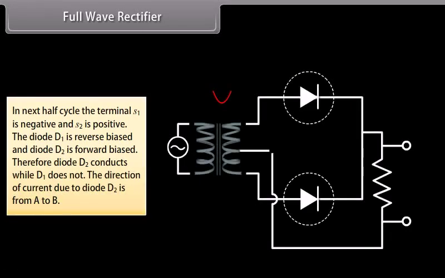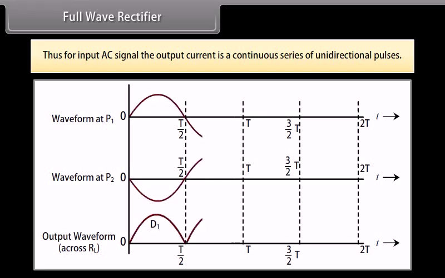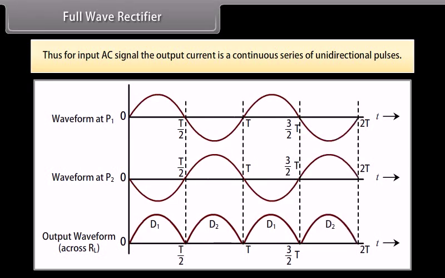In the next half cycle, the terminal S1 is negative and S2 is positive. The diode D1 is reverse biased and diode D2 is forward biased. Therefore, diode D2 conducts while D1 does not. The direction of current due to diode D2 is from A to B. Thus, for the input AC signal, the output current is a continuous series of unidirectional pulses.